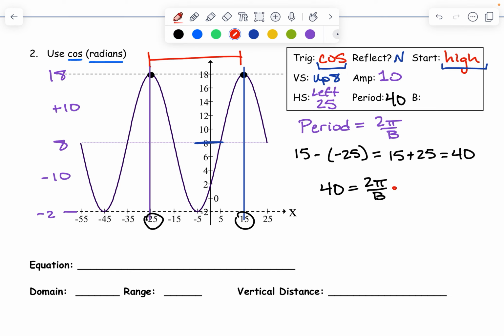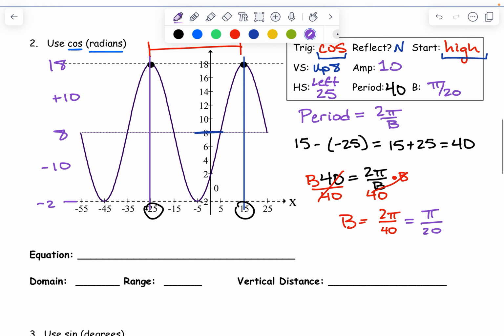We can multiply both sides by b and divide by 40. And so we get b equals 2 pi over 40. And 2 and 40 can be reduced to pi over 20. So that's our b value. We have all the parts we need for our equation. Now we just need to write it out.